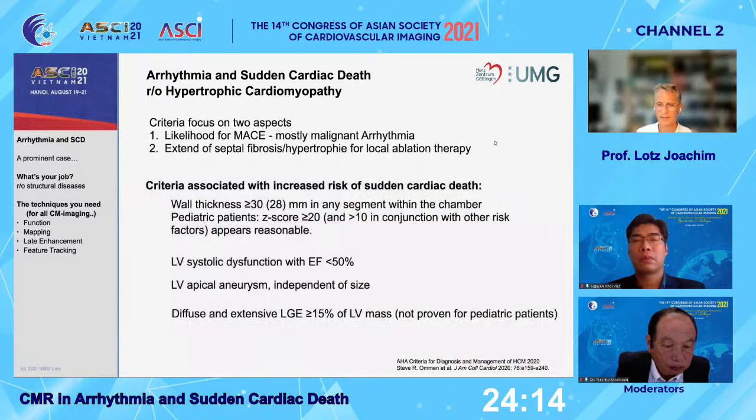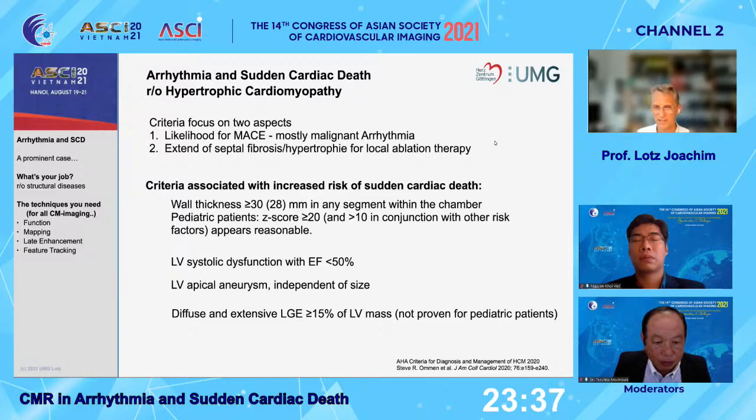Now there has just been an update on the AHA criteria for the diagnosis and management of hypertrophic cardiomyopathy, and they focus the management on any changes that increase the likelihood of malignant arrhythmia, so sudden cardiac death. And they found about 4 criteria which we have to look at. The first one is the wall thickness, more than 30 millimeters or 28. This is a kind of borderline thing in any segment within the left ventricular chamber.